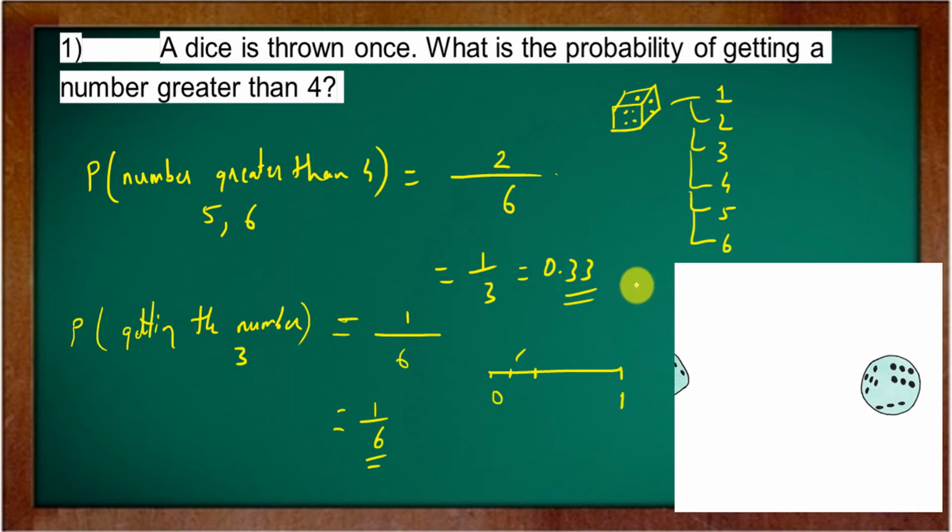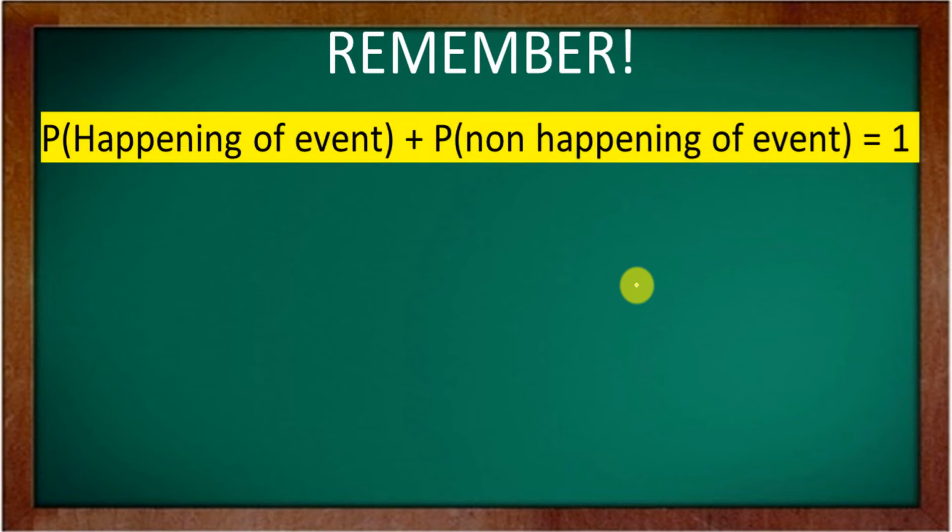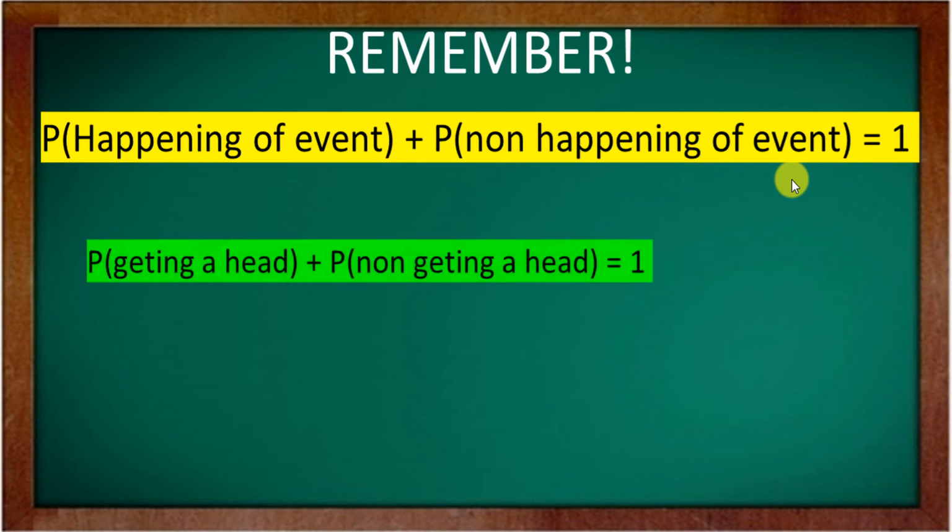Alright, then you will need to remember this. The probability of happening of an event plus the probability of not happening of the event will always be equal to 1. Basically this is very simple. Basically what it means is, suppose we toss a coin, say a 1 rupee coin, and on tossing we get a head. So the probability of getting a head plus the probability of not getting a head, that is the probability of getting a tail, is 1, right?